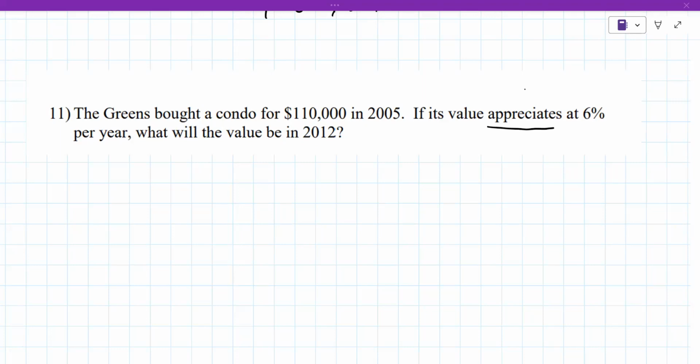I got an error message. Okay. Tell me, there's always the 5 values. In this case, we're trying to find A. What is P? What is R? What is N? What is T?